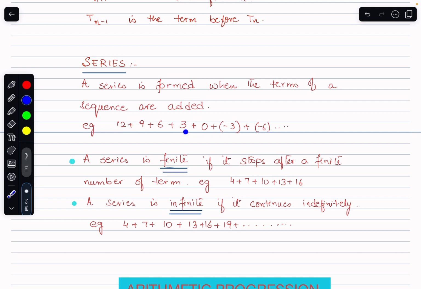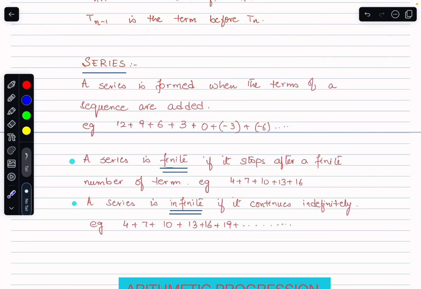So all the terms in the sequence when added give us the series. We have the first term, the second term, the third term, the fourth term, fifth term, sixth term, and then we have the seventh term, and so on up till Tn terms. So when all the terms are added together, we will have the series here.